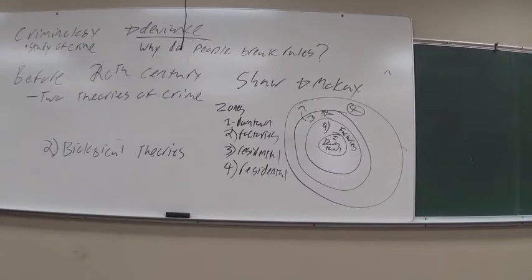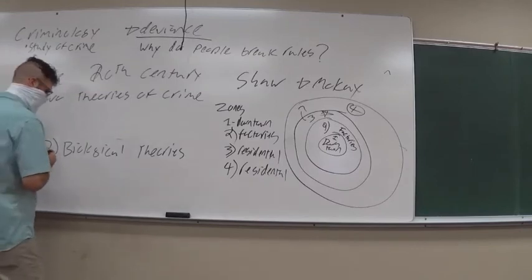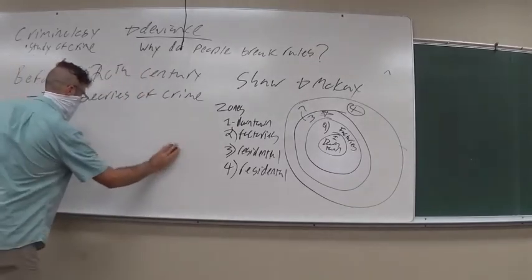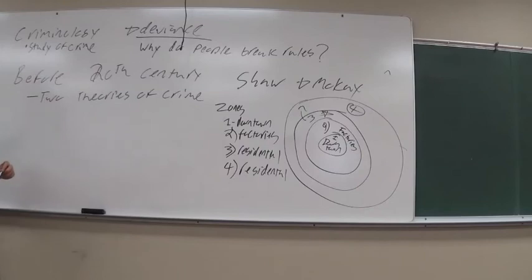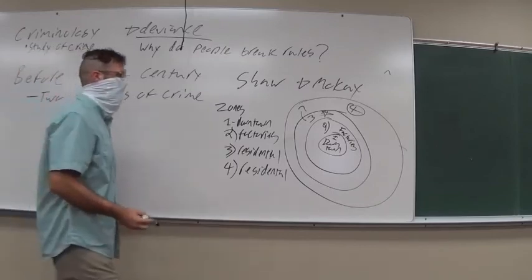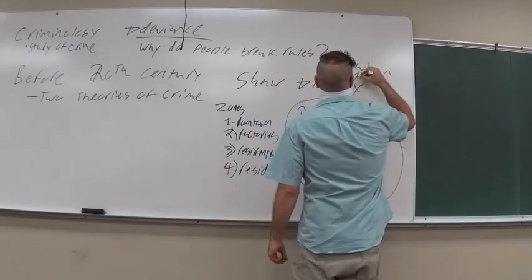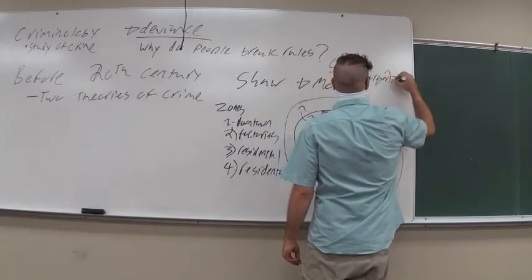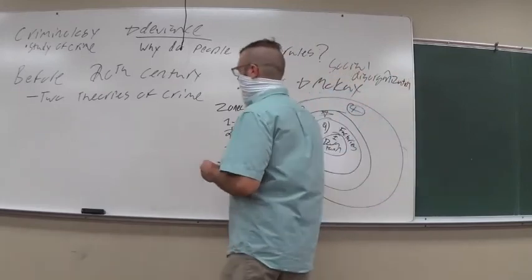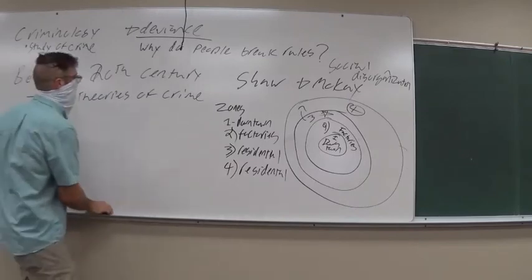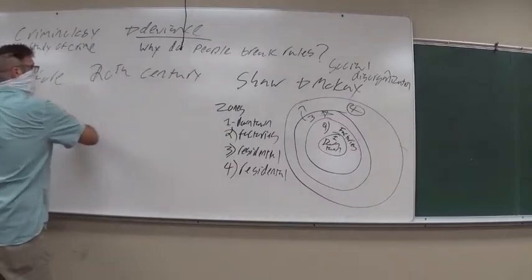But the point being is this: what predominated as our theories of crime for a couple hundred years suddenly disappeared in the 20th century and got replaced by a flood of different theories of deviance. So Shaw and McKay's social disorganization is one. And we're going to look at a couple of others as well. Maybe not today.